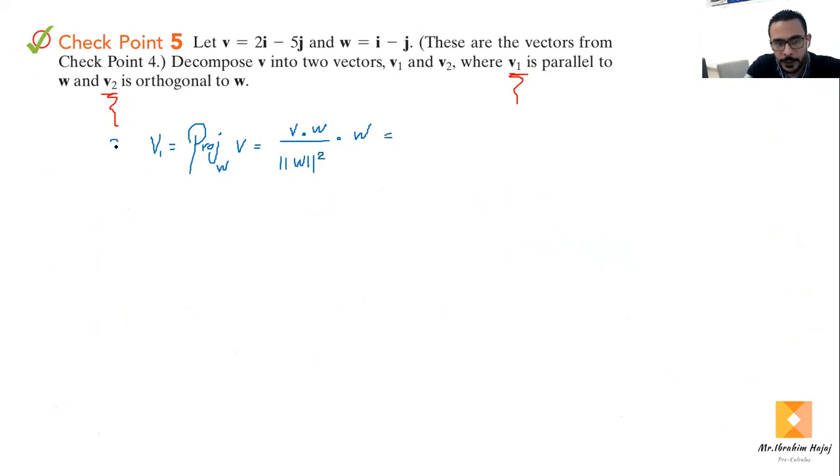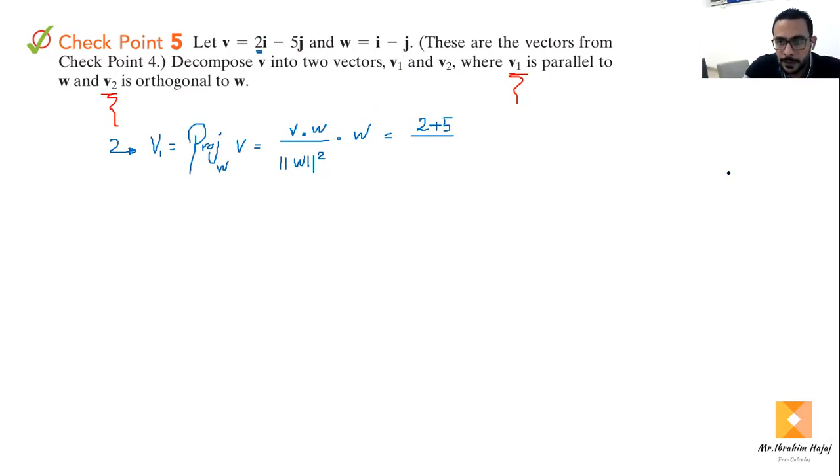We did it before in checkpoint 4. Just do it quickly. So 2 multiplied by 1 is 2, and negative 5 by negative 1 is plus 5. We multiply V by W, and then over the magnitude of W squared, we put a radical.